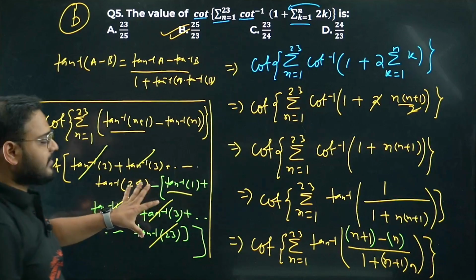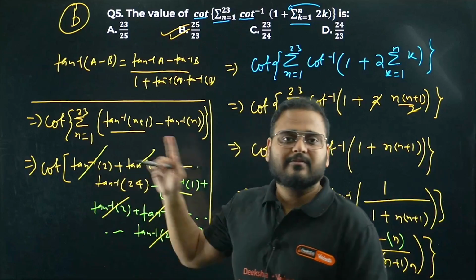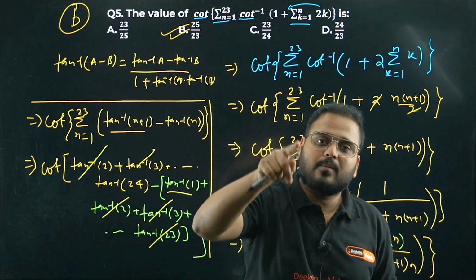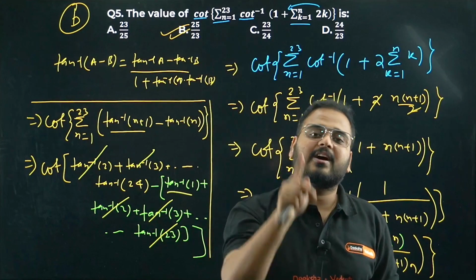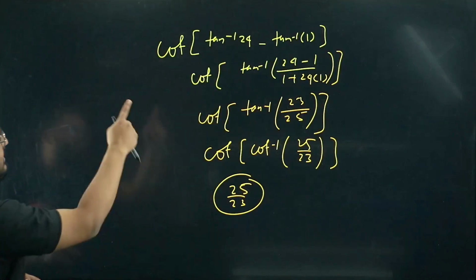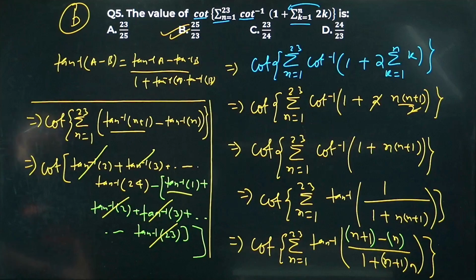This part is clear, right? How did I cancel? n plus 1 minus n. For n plus 1, if you put 23, it will become 2 to 24. If you put 1, it will become 1 to 23. So you have 1 extra 24 and 1 extra tan inverse of 1. That's why what is left over is tan inverse of 24 minus tan inverse of 1. Please check. This part is clear. Question number 5 is clear.